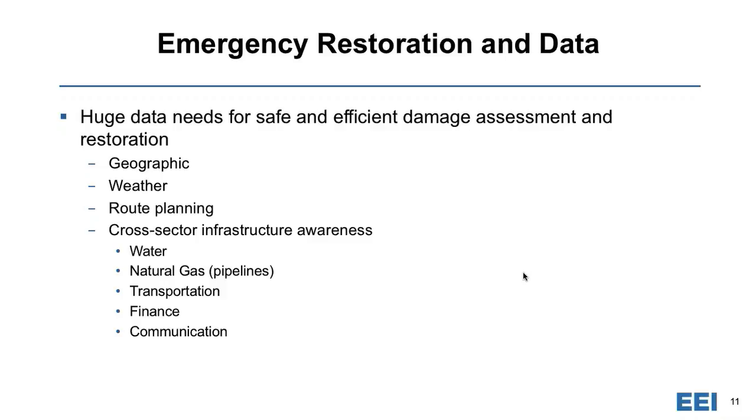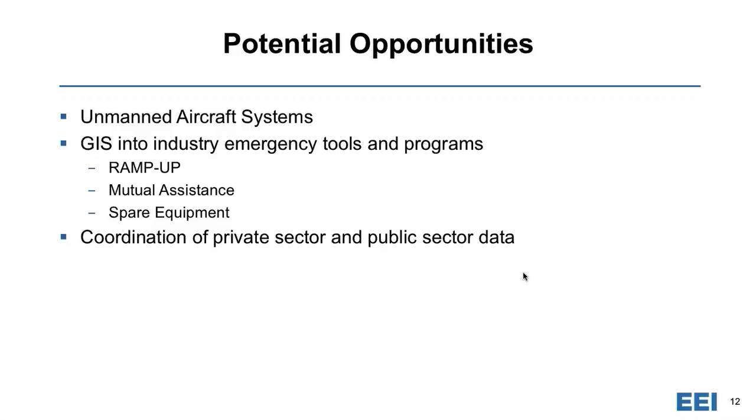And then ultimately, communication networks. As the system has become more digital, we rely heavily on telecommunications to run the system and to communicate, and those systems are often impacted adversely in a storm or other incident. So finally, there's a couple areas where we're really looking, I think, for potential opportunities.